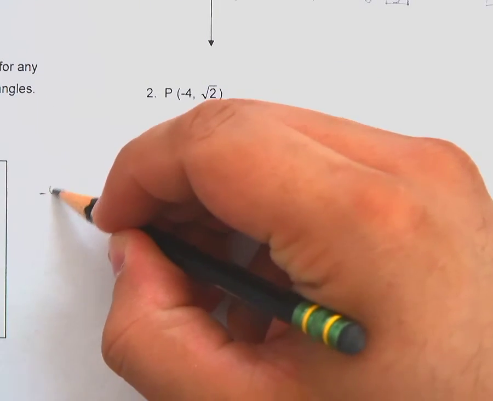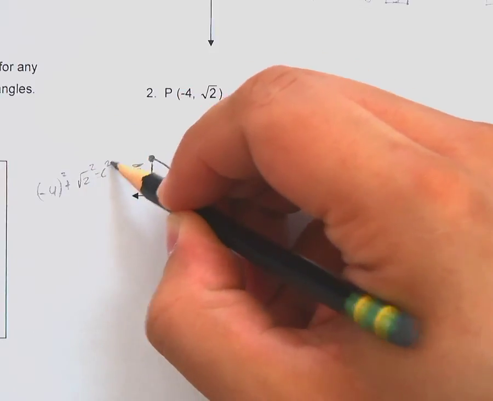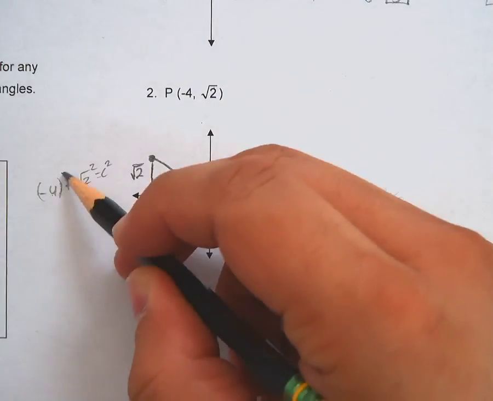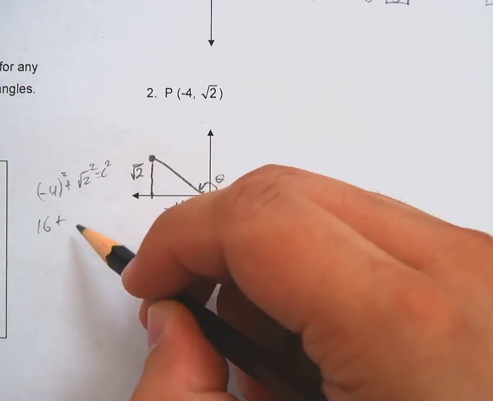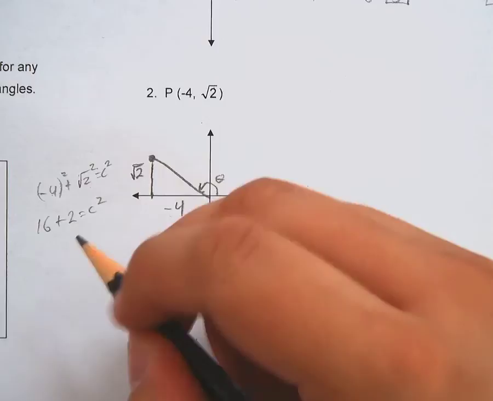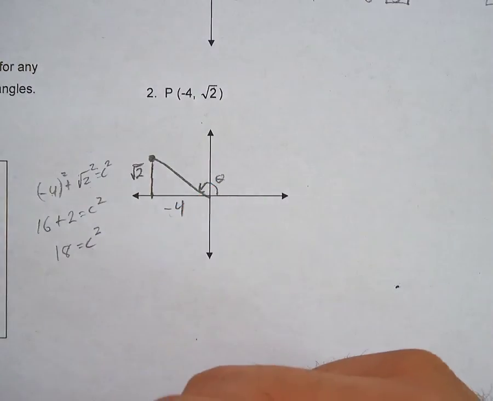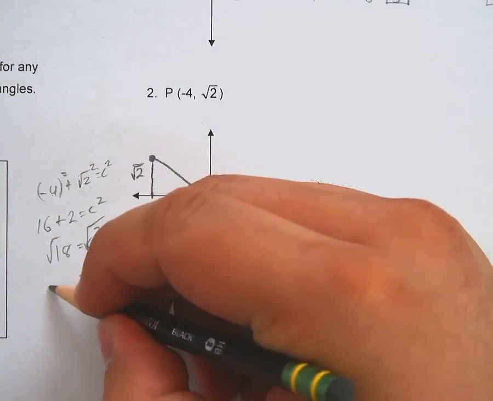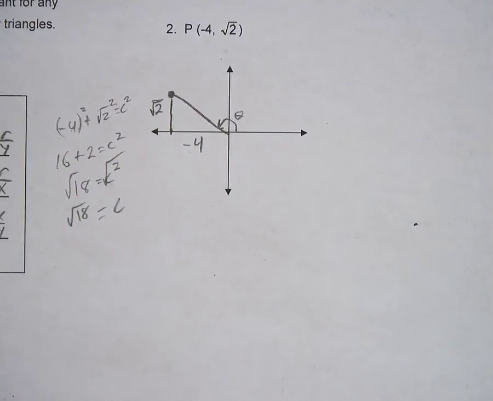We've got -4 squared plus square root of 2 squared equals c squared. So this is going to be -4 times -4 is positive 16, plus the square root of 2 squared is 2 equals c squared. So you've got 18 equals c squared. Take the square root of both sides. Square root of 18. Now I've got to simplify that. I can't just leave it like it is. So I am going to simplify it a little bit here.